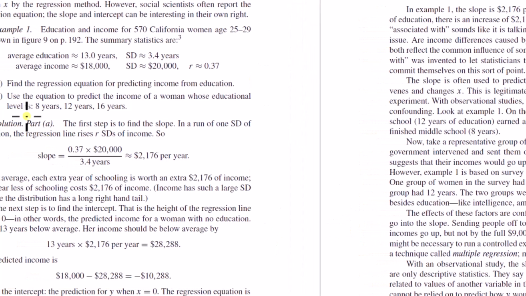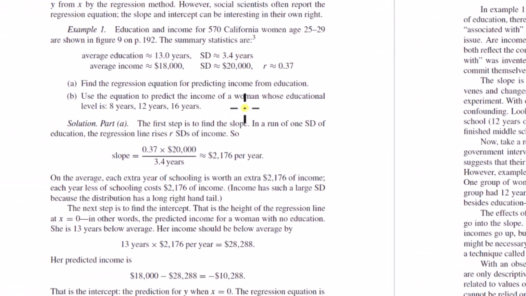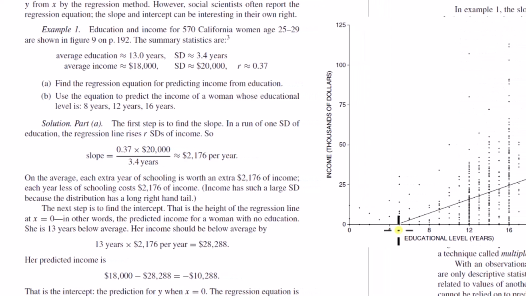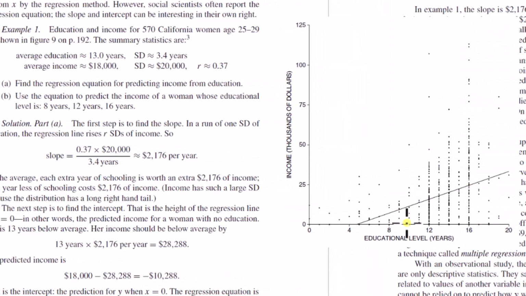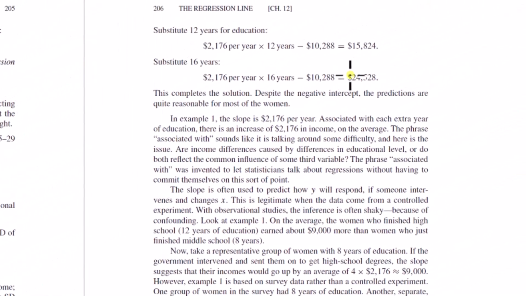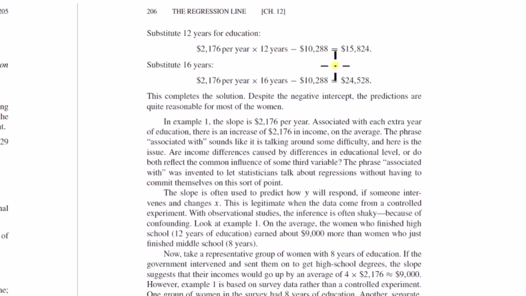Okay, so what was part B? Use the equation to predict the income of a woman whose educational level is 8 years, 12 years, 16 years. So we can do this, you just plug in the input. And that's what they do, and they get these different income levels. And again, we're in the middle of the diagram, so it doesn't mean we can trust these predictions, but at least we can trust that as far as that regression line goes. Those are what the regression line is saying with respect to that scatter plot.